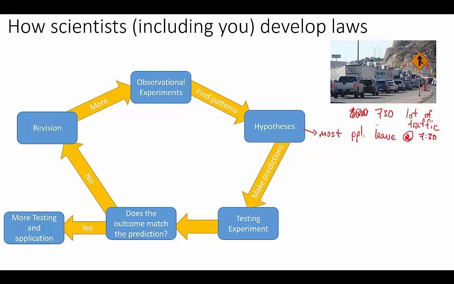So now, out of my hypothesis, I need to make a prediction because I'm going to design a testing experiment. This is what we're going to be doing a lot of. So based on my hypothesis, most people leave at 7:30. I'm going to make a prediction that if I go out at 7:30 for 7 days and count cars, that would tell me how many there are at 7:30, but it's not going to be enough to support that most people leave at 7:30.